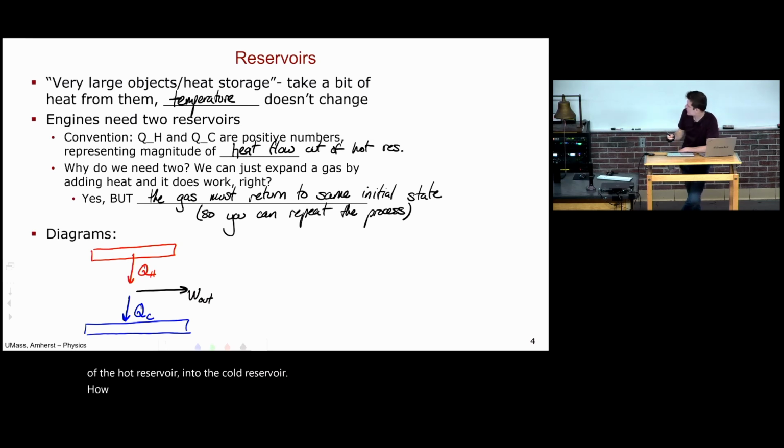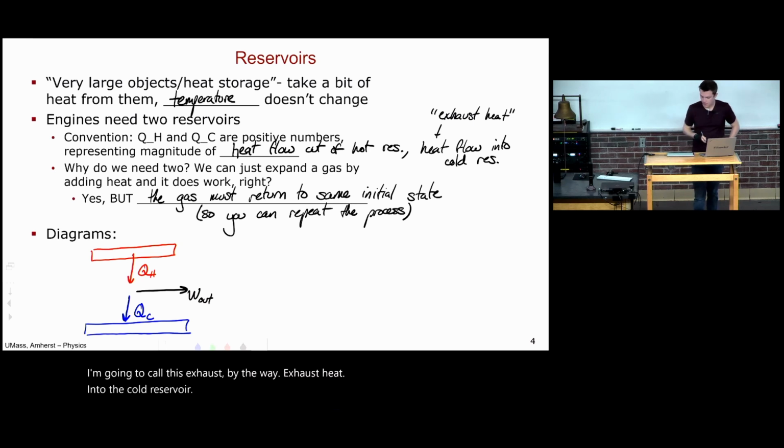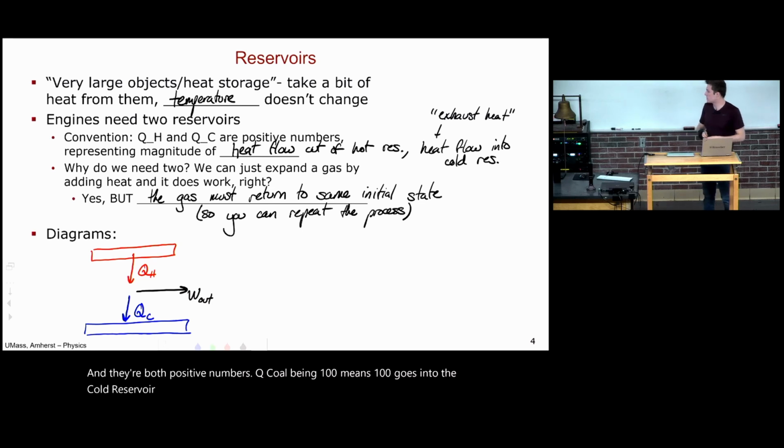I'm going to use RES for reservoir. So magnitude of heat flow out of the hot reservoir, or heat flow, I'm going to call this exhaust, by the way, exhaust heat, into the cold reservoir. Again, they're both positive numbers. Q cold being 100 means 100 goes into the cold reservoir. Q hot being 500 means 500 was taken out of the hot reservoir.